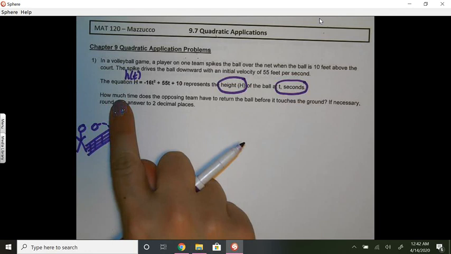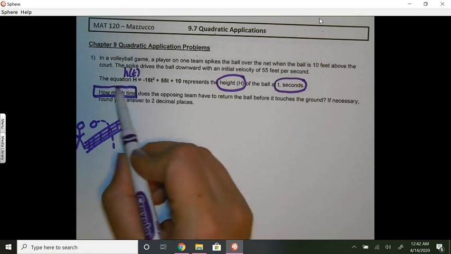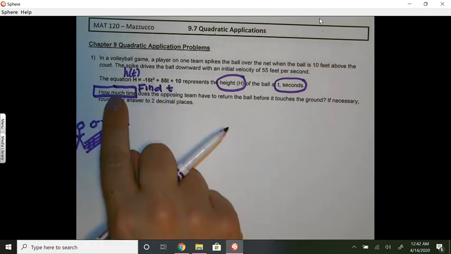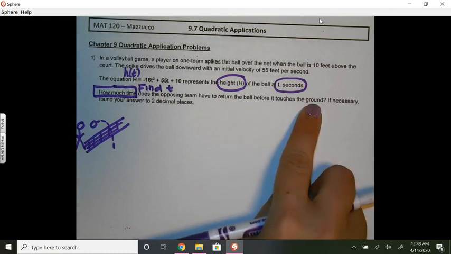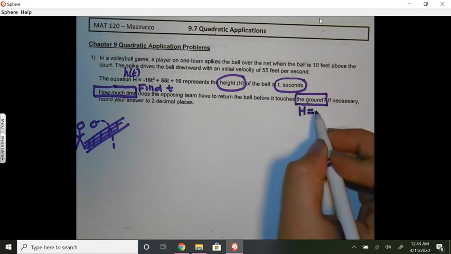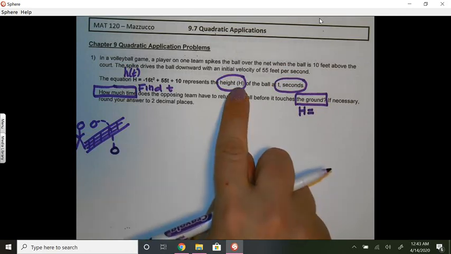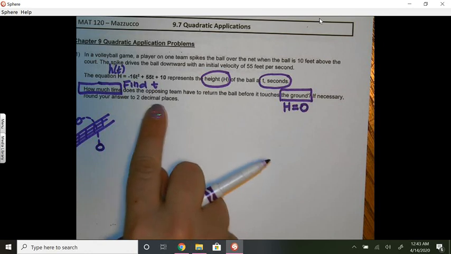It says how much time does the opposing team, so it says how much time. So that means find t. It asks how much time does the opposing team have to return the ball before it touches the ground. Well, the ground is h, the height. So if the ball is on the ground right here and h is the height of the ball off of the ground, that would mean that h would be 0 if it's on the ground. It would have a height of 0. If necessary, round your answer to 2 decimal places.